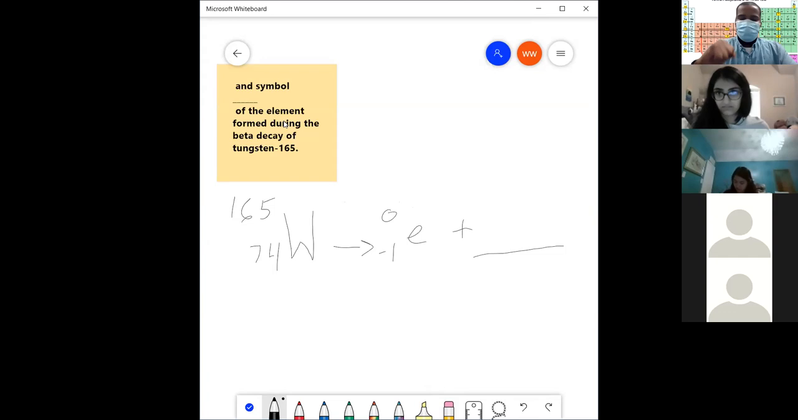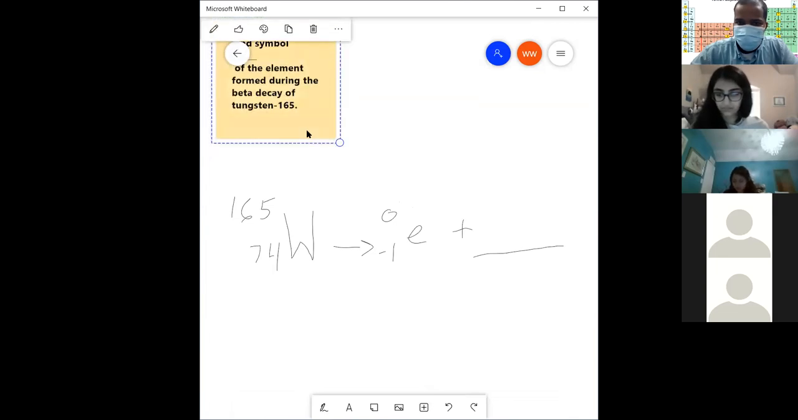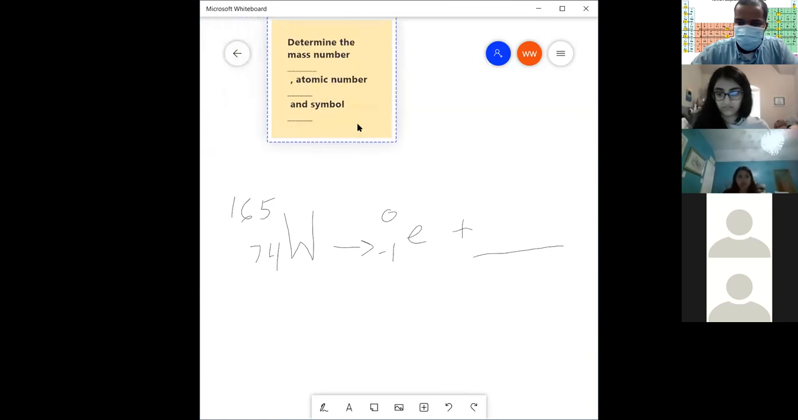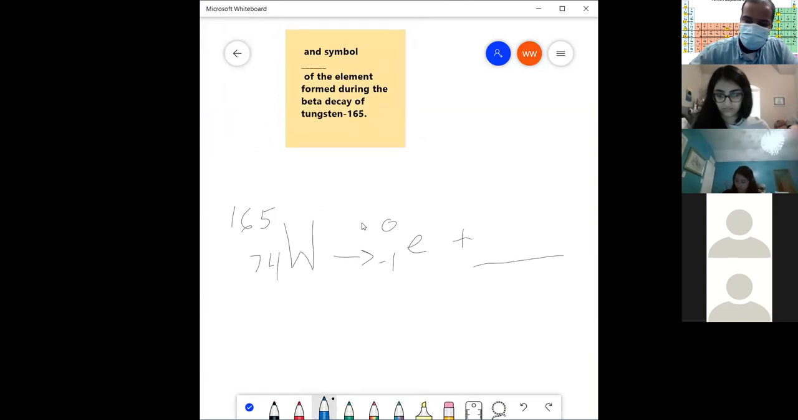Okay? So good job, guys. We've set up our problem. We have a pretty good understanding of what we're doing here. Now, we just need to do the math portion. So, Caitlin, what should we do first? Find the atomic mass. All right, let's go with atomic mass first. So, tell me what to do. Add 165 and plus zero. 165 plus zero?